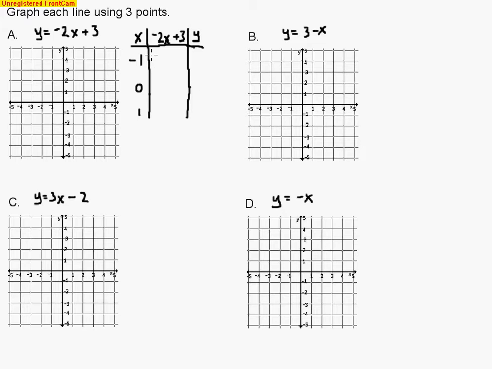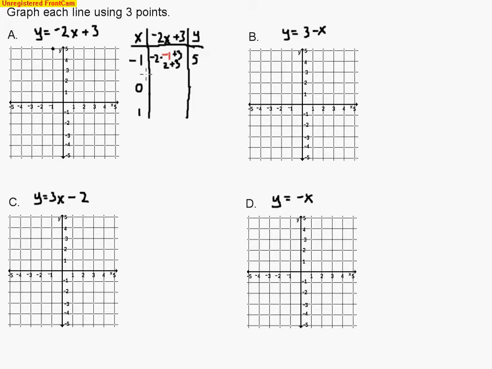So the first thing I'm going to do is write down -2 times, but instead of x, we're going to input that number x is. Here x is -1. And then we just bring down that plus 3, and we do the work. So -2 times -1 makes a +2, and then 2 plus 3 gives me 5. So my first point is -1, 5. So what I'm going to do is go over 1 space to the left, and then up 5 spaces. So I go all the way up to here, and we can put a dot there.